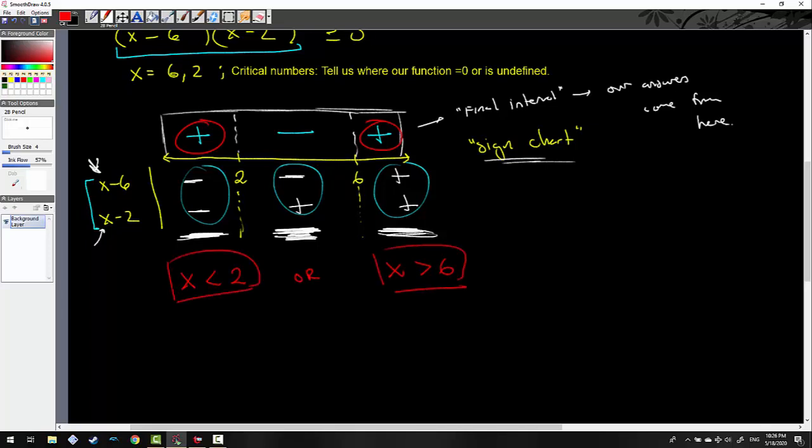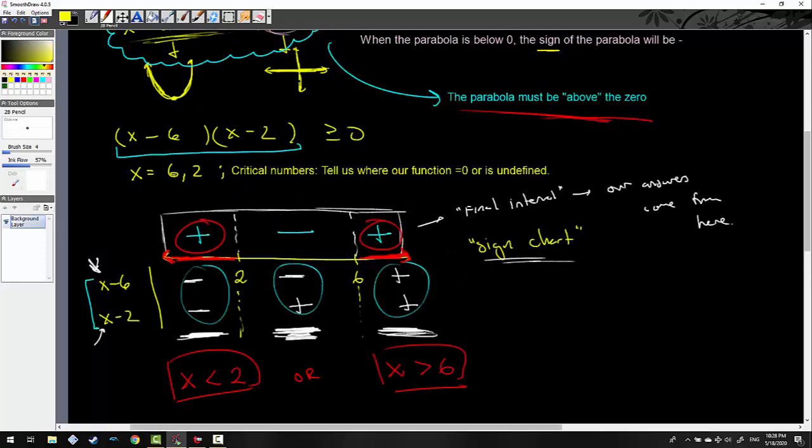Because, notice the arrow. The arrow here says the region to the right of 6, everything to the right of 6, or everything to the left of 2. So there's your answer. Now before we move on to our next example, I do want to relate this back to the graph.